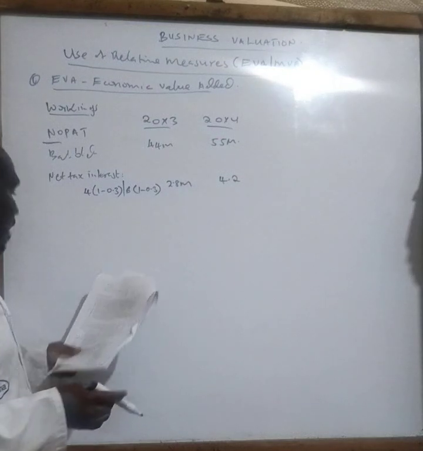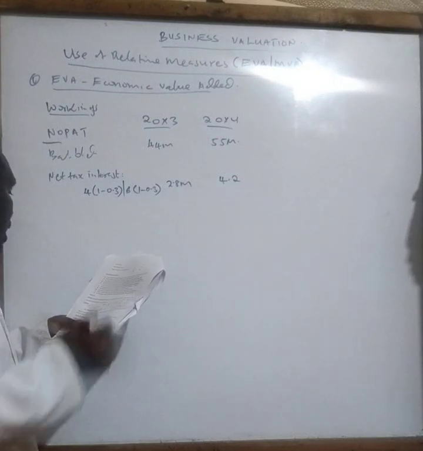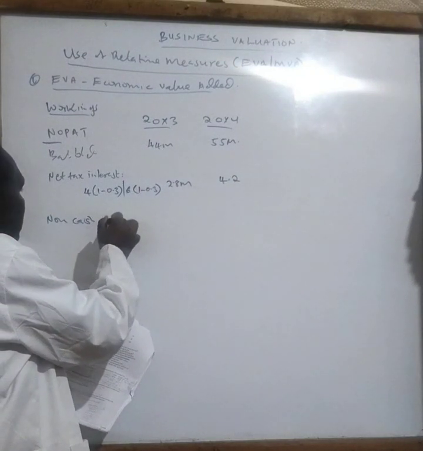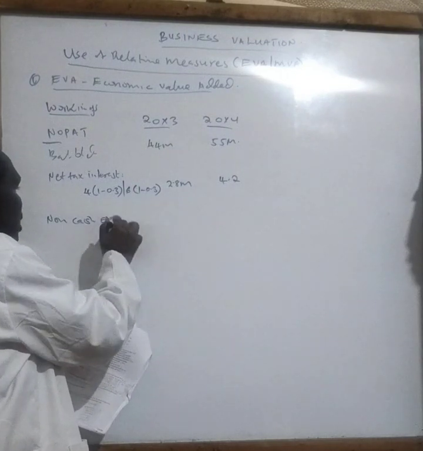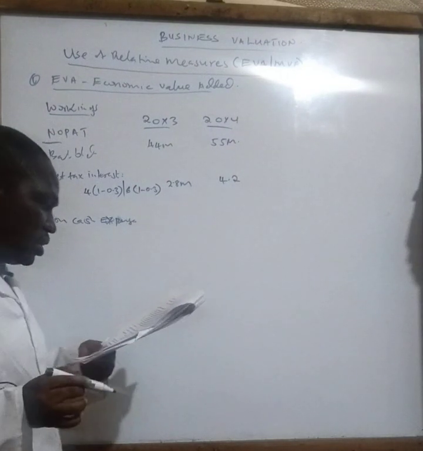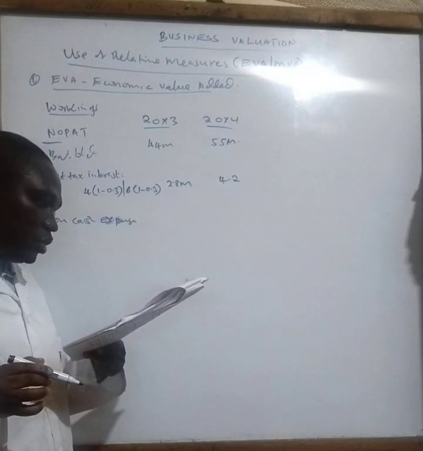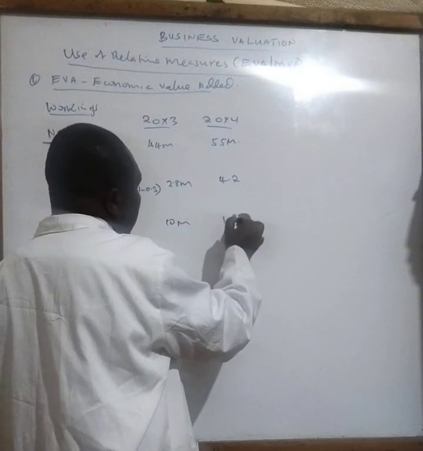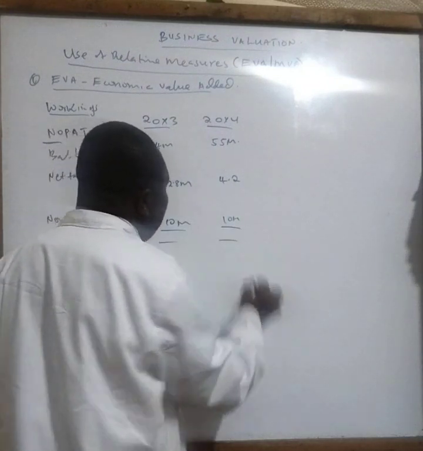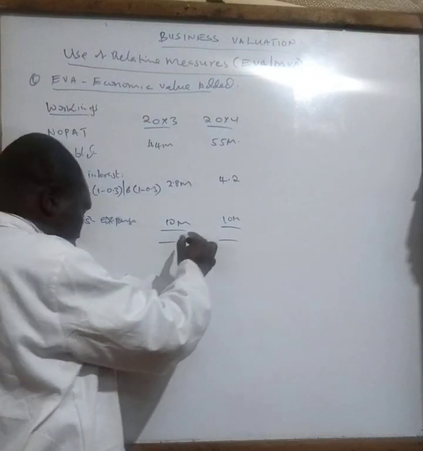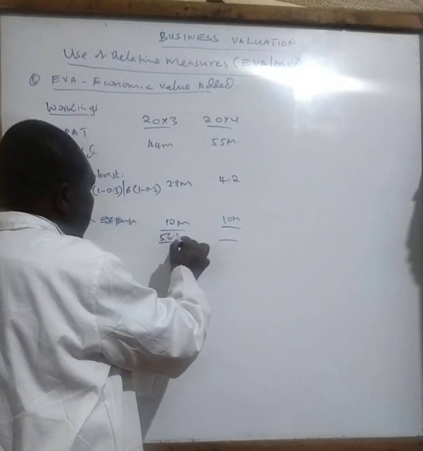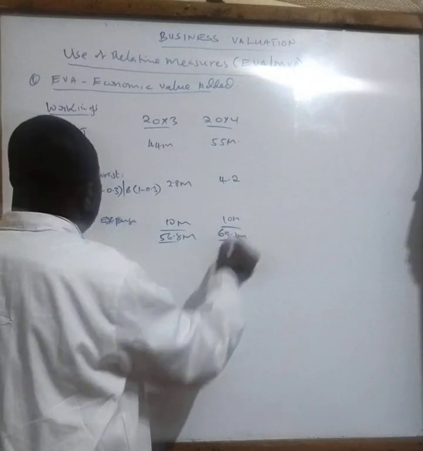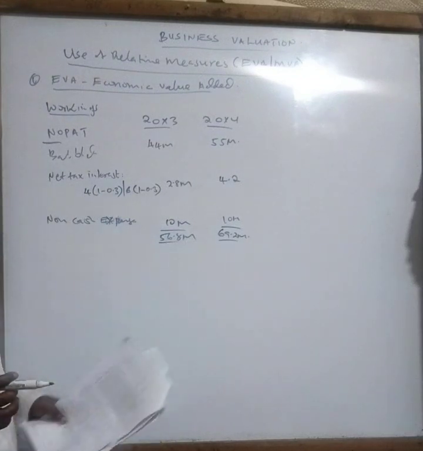Another element affecting this is the non-cash expenses. Non-cash expenses of 10 million affected both 20x3 and 20x4, so we add 10 million and also 10 million. Therefore we have now adjusted our NOPAT. When you adjust NOPAT carefully, you get 56.8 million for 20x3 and 69.2 million for 20x4. So in our formula we have this for the two years.